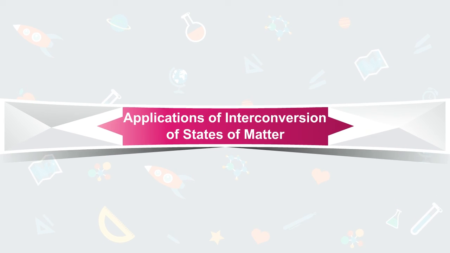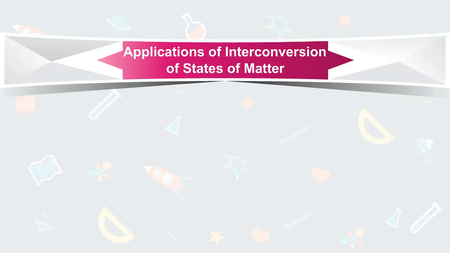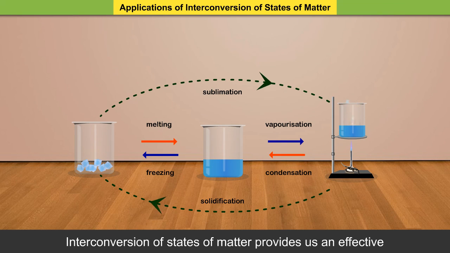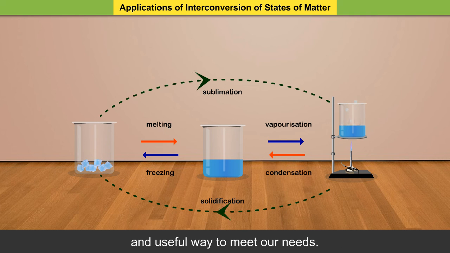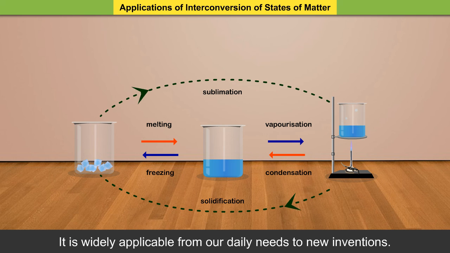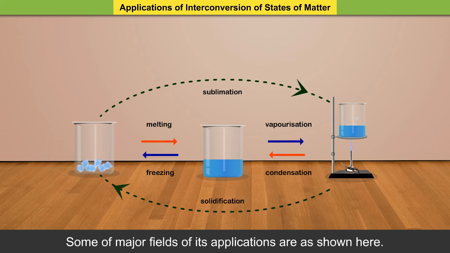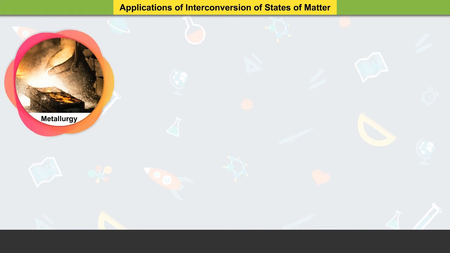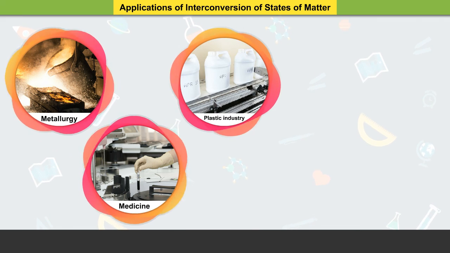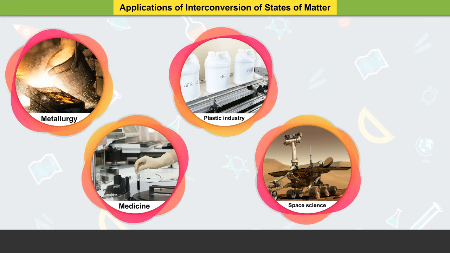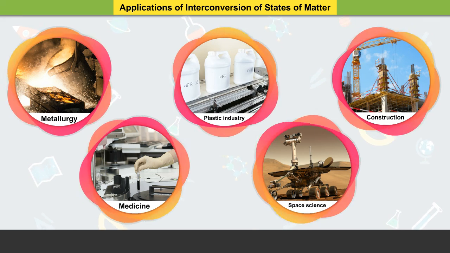Applications of interconversion of states of matter. Interconversion of states of matter provides us an effective and useful way to meet our needs. It is widely applicable from our daily needs to new inventions. Some of major fields of its applications are as shown here: metallurgy, medicine, plastic industry, space science, construction, etc.